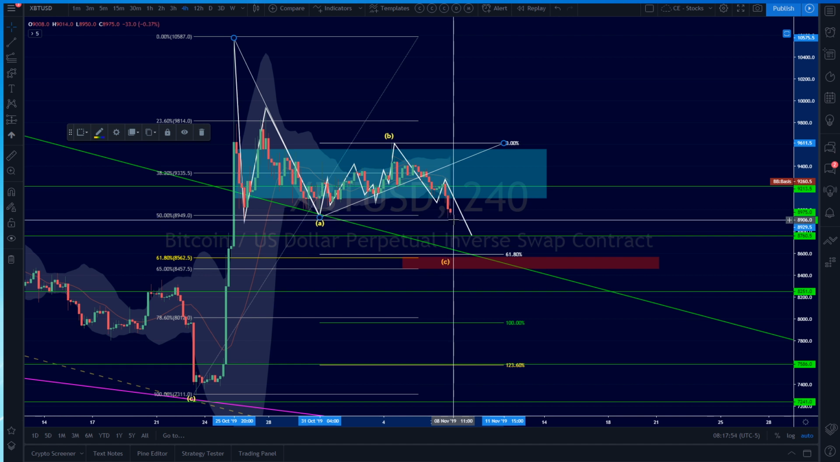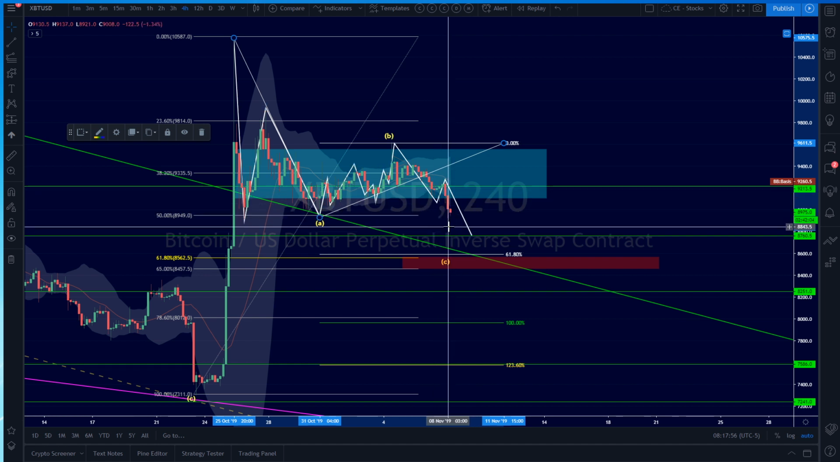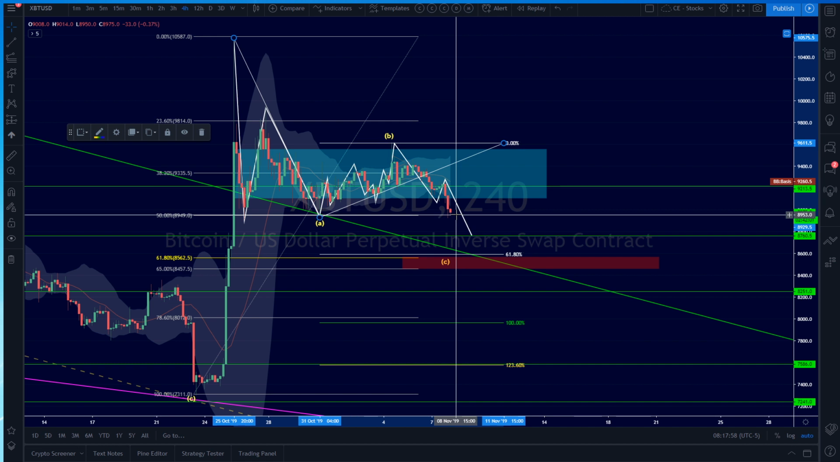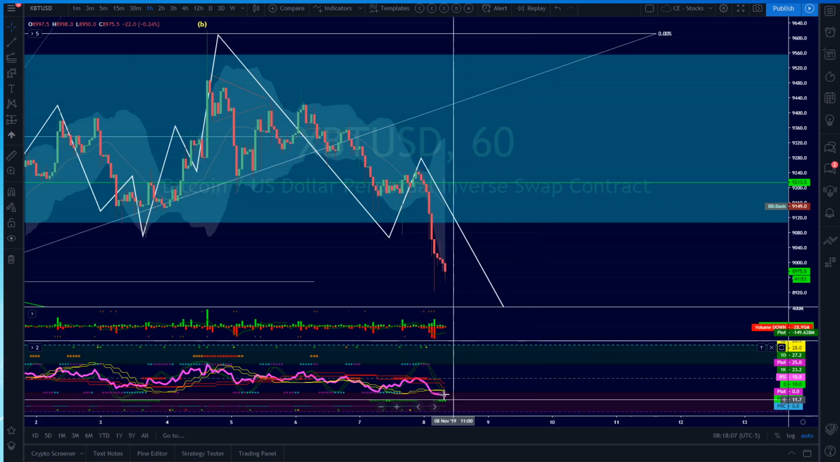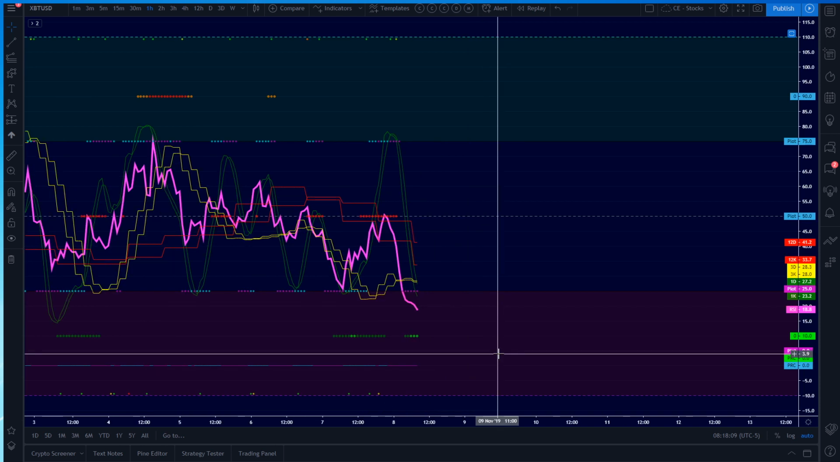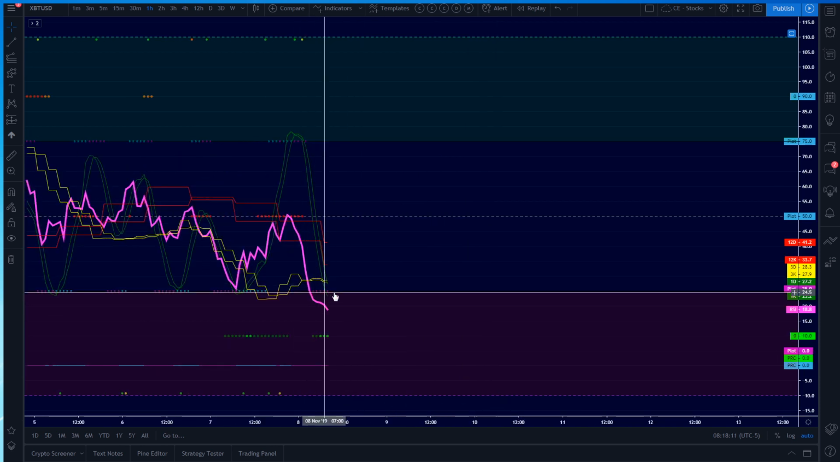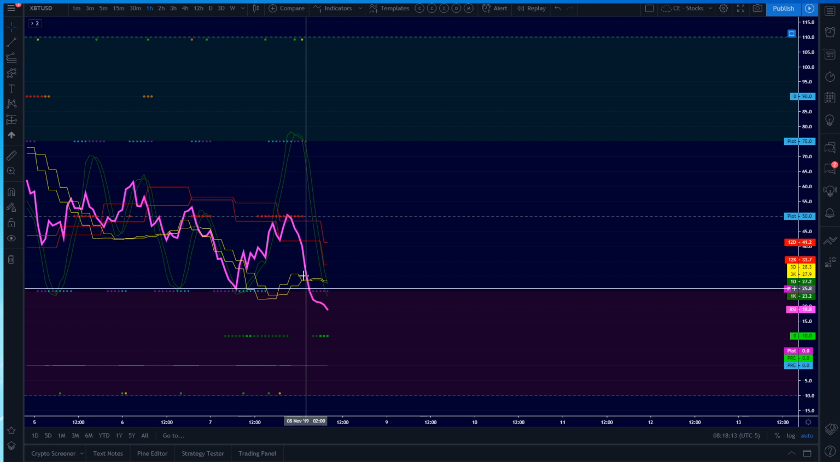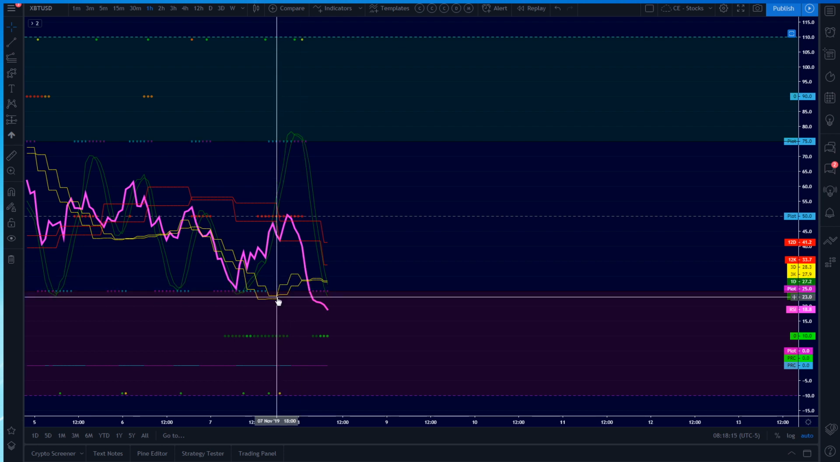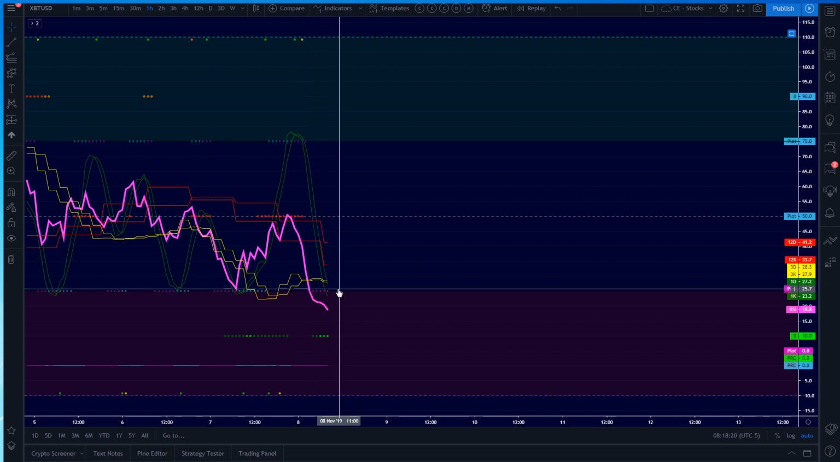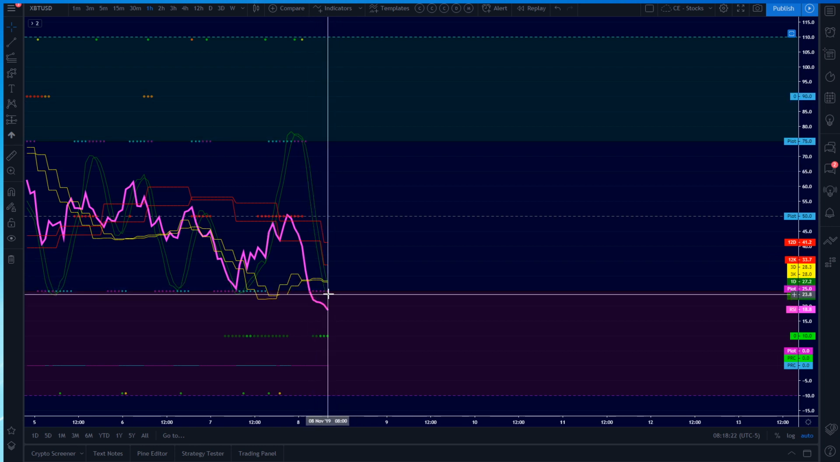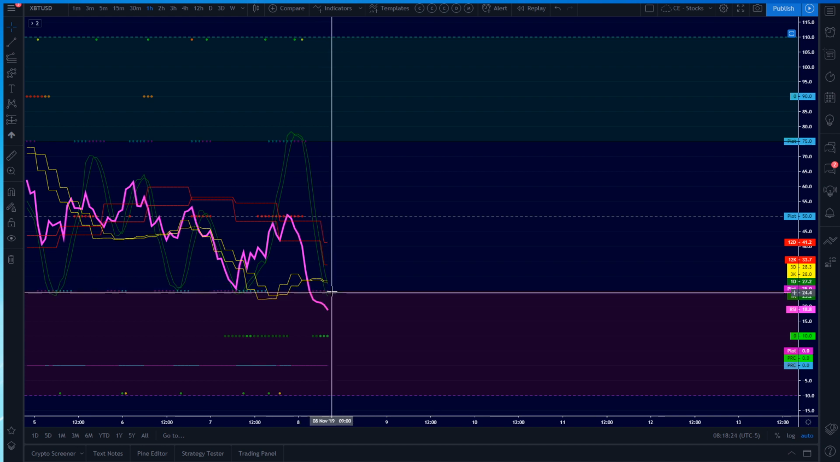Now, as far as the Stokes go, the 3-hour Stokes are exhausted. They're down at rock bottom. Likely, there is potential for some upside. Let's just take a real quick look. We have our 3-hour Stokes that are way down here at the bottom. They did cross bullish several hours ago. They've just crossed bearish. The 1-hour Stokes are also down here in the bearish control zone.